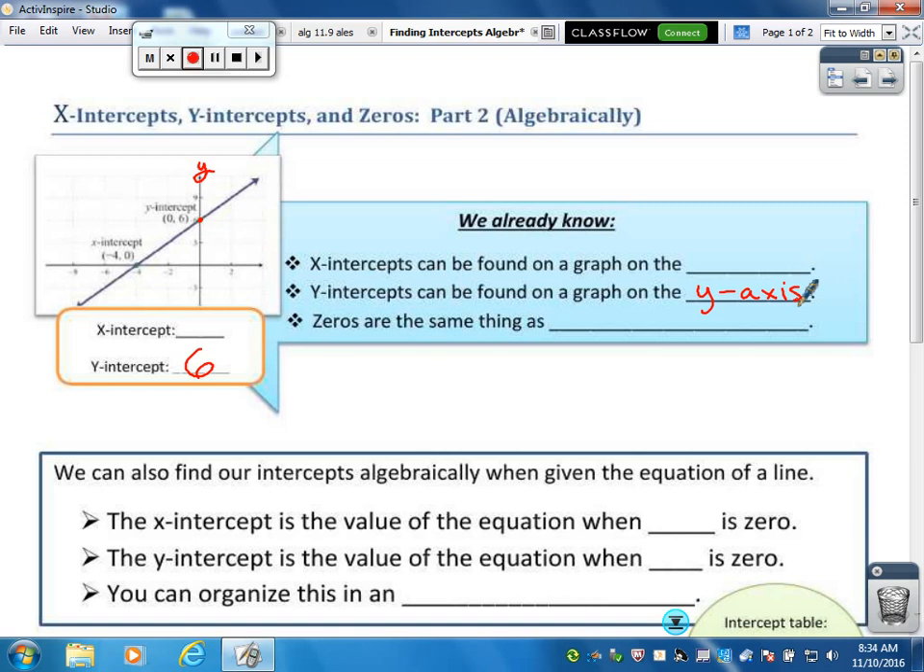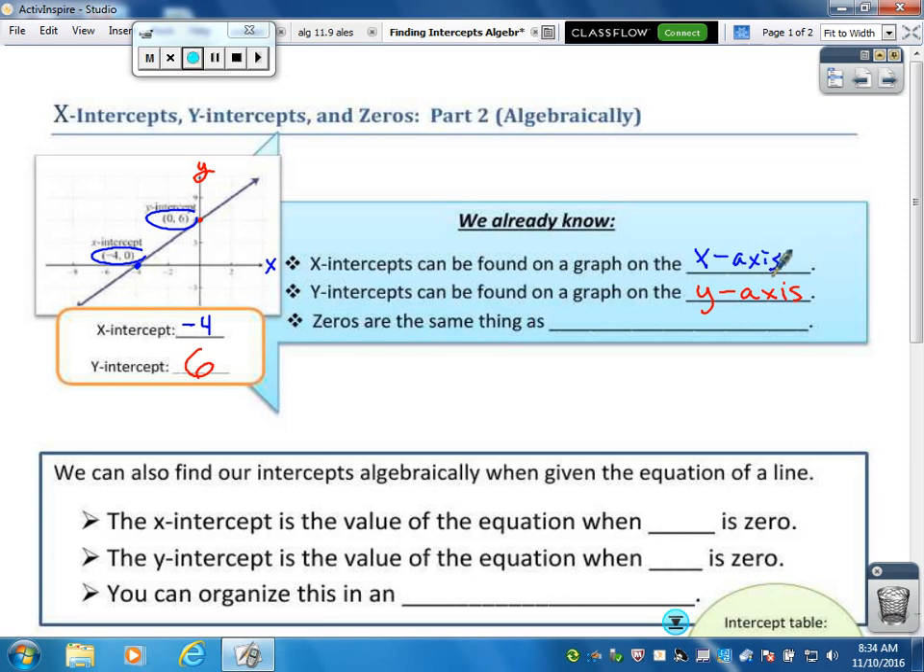Now your x-intercepts, I'm going to switch colors so we can see that a little bit better, are always found on your x-axis. So this horizontal bar is your x-axis, and we can see right here is our x-intercept, that is -4. So you notice that the whole coordinate is the x-intercept and the whole coordinate is the y-intercept. So that is on your x-axis.